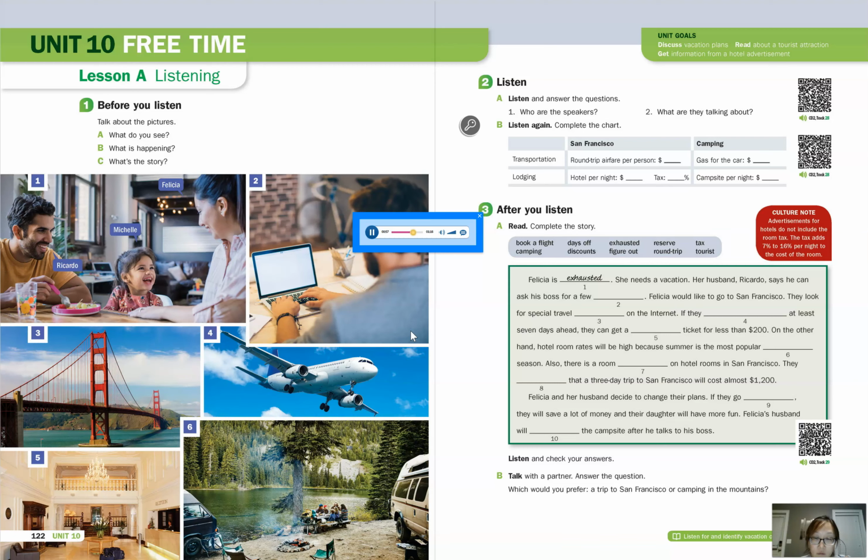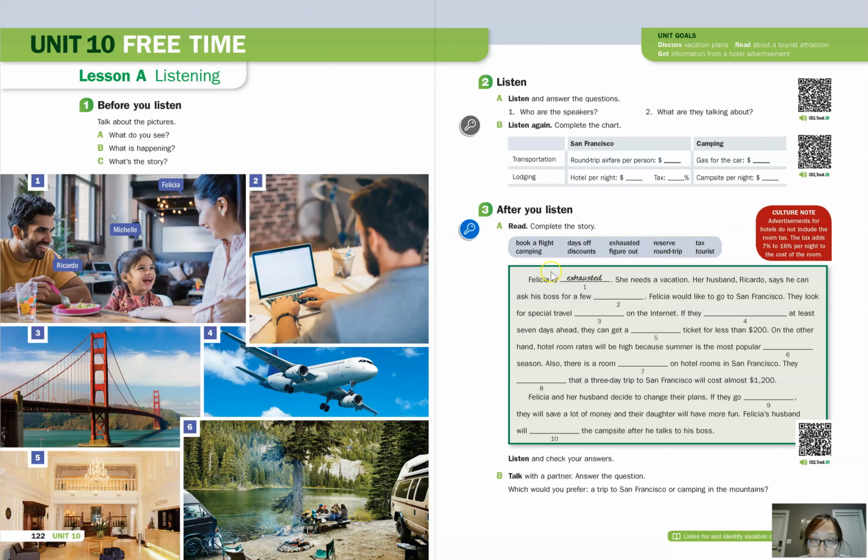Felicia and her husband decide to change their plans. If they go camping, they will save a lot of money and their daughter will have more fun. Felicia's husband will reserve the campsite after he talks to his boss.